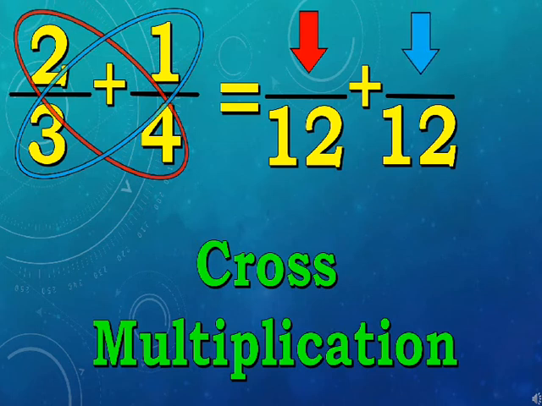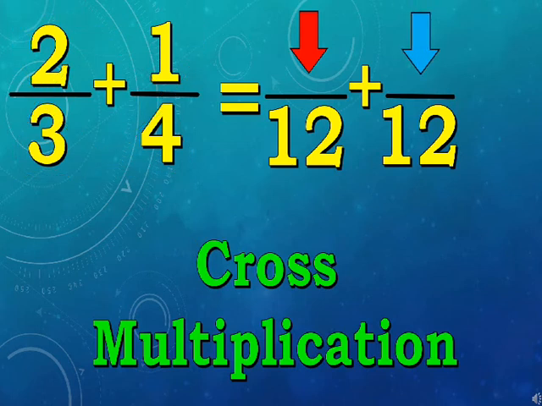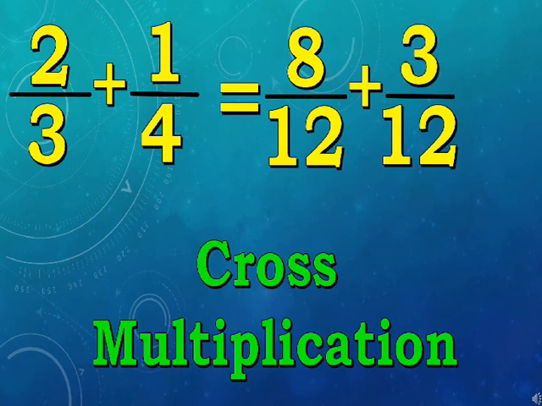If we do the cross multiplication, 2 times 4 is 8. And 1 times 3 is 3. So they are now similar fractions. We can now proceed to adding the fractions.